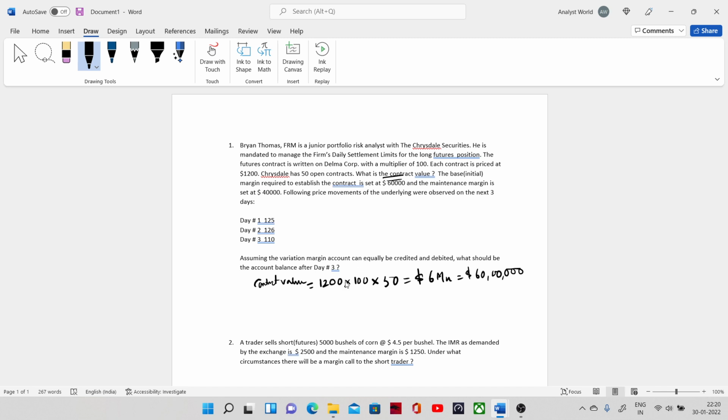Now, next it says that we have the contract margin, the initial margin requirement. That's around 60,000. So let's draw the water tank here. This is the water tank, this is the maintenance margin, and this is filled up to this level. This total amount is 60,000, which is also called the IMR, and this level is at 40,000, which is also called the MMR, or the maintenance margin requirement.